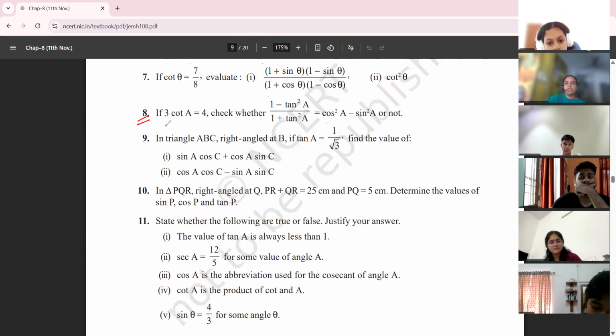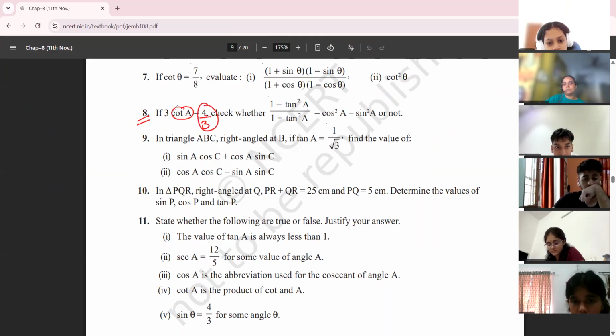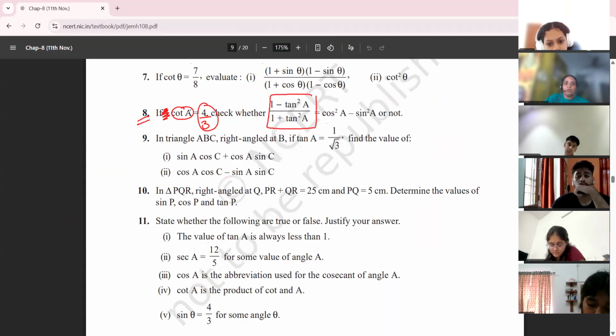Question number 8, you're doing it on your own. Cot A is equal to 4/3 given to you. Right? So find, using Pythagoras theorem, the third side in terms of x. From that, write the value of tan. See, tan we already know. If we know cot, reverse of it is tan. So it is 3/4 directly. Put the values in here for sine A and cos A and check if they are equal or not. Would you be able to do this or not?